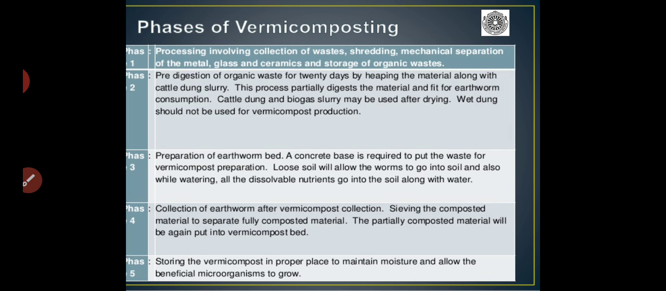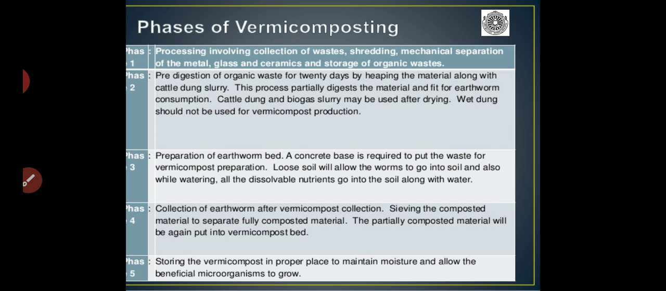Next phase, collection of earthworms after vermicompost collection. Sieving the composted material to separate fully composted material. A suitable sized mesh is used for this purpose, and the partially composted material will be put again into the vermicompost bed. An expert can easily distinguish whether it is partially composted or fully composted material.